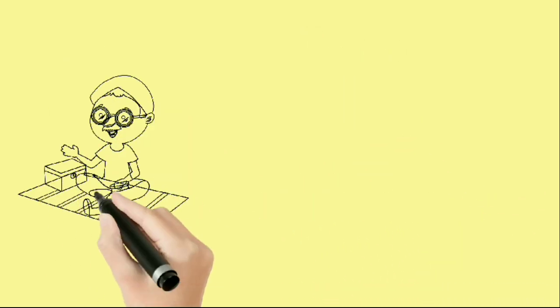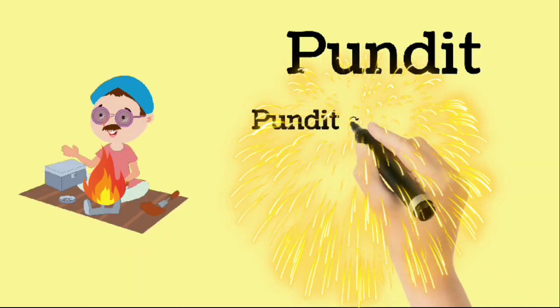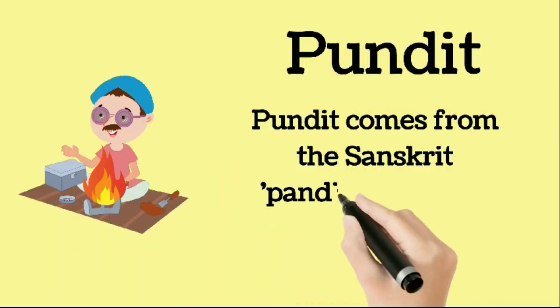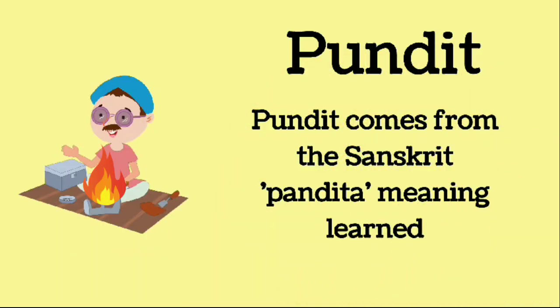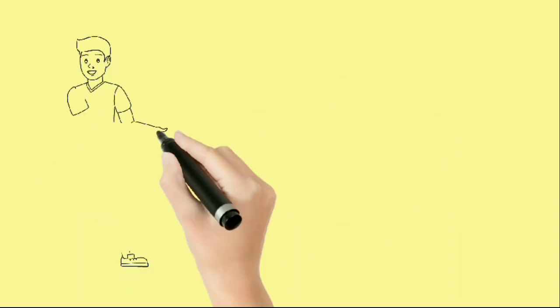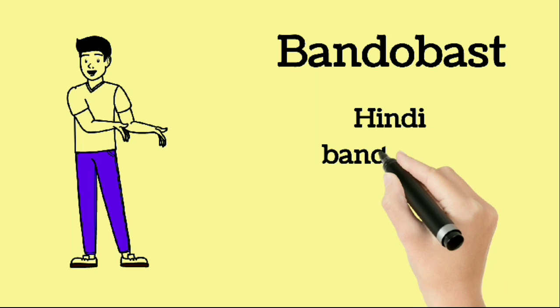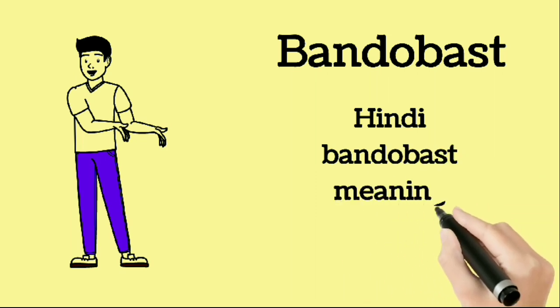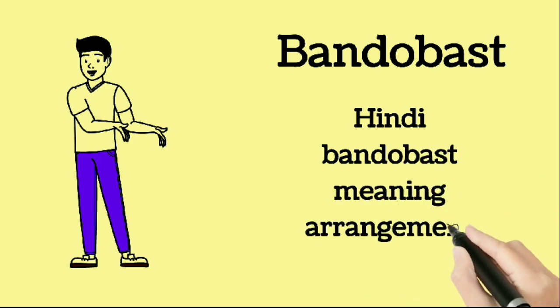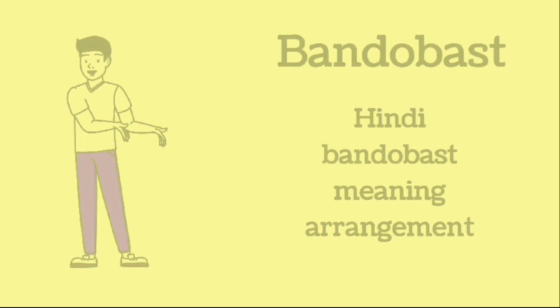Number 6. Pundit. A learned or wise person. Pundit comes from the Sanskrit pandita, meaning learned. Number 7. Bandobast. Meaning arrangement or preparation. This word is derived from the Hindi bandobast, meaning arrangement.